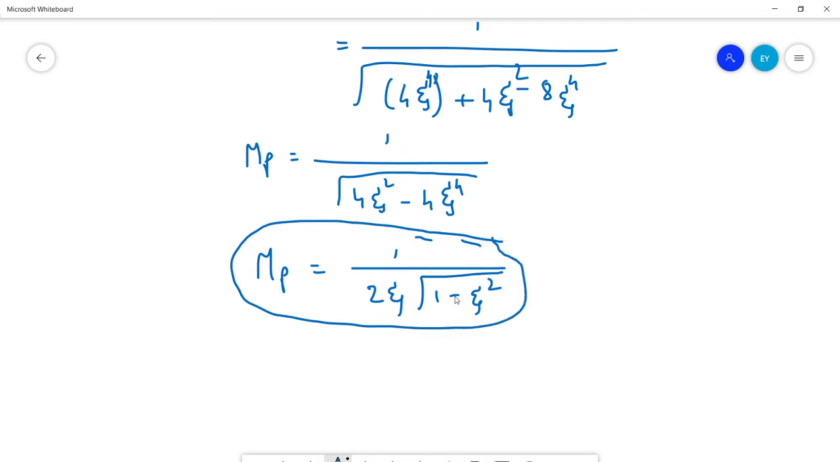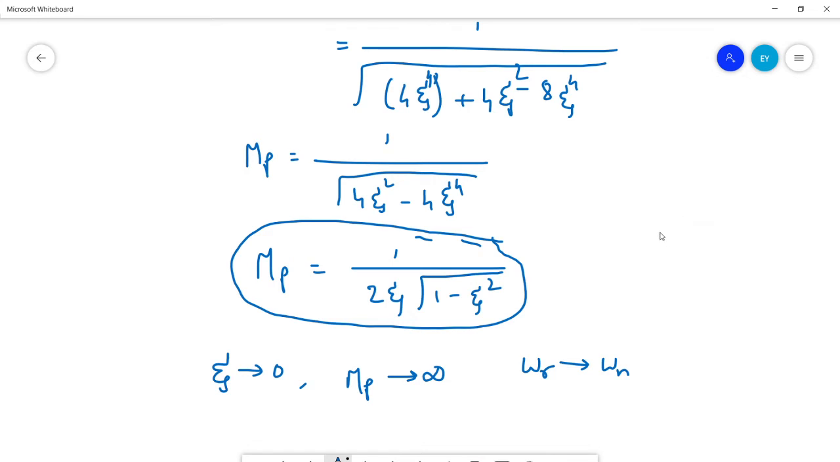And now what we need to check here is, based on the zeta value, which is the damping factor, how your maximum peak is varying, right? Suppose zeta tends to 0, what you get here is MP tends to infinity, because the denominator is actually 0, and 1 by 0 is infinity, right? So MP tends to infinity. And what happens to omega r? Omega r tends to omega n. Why?